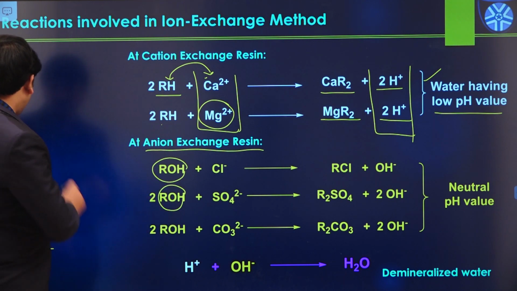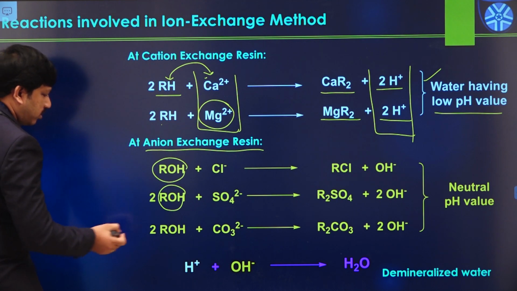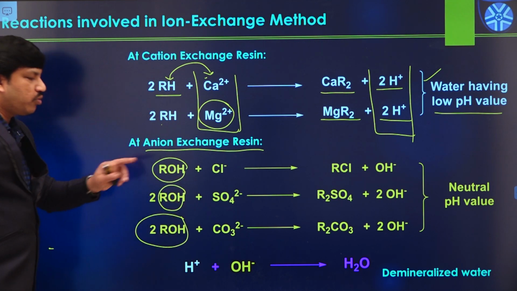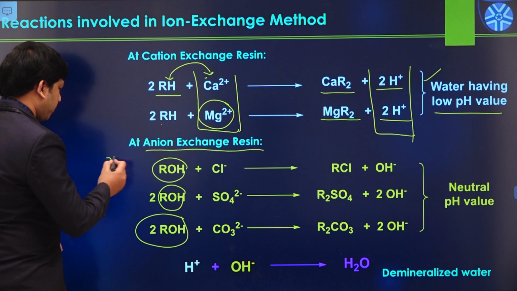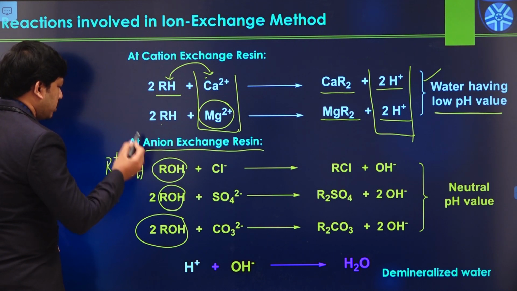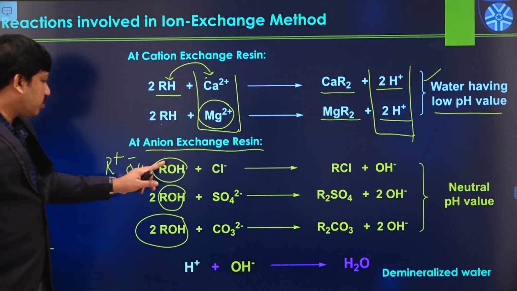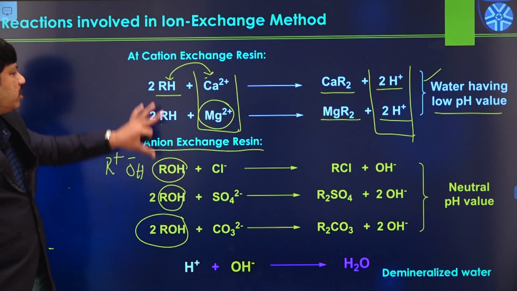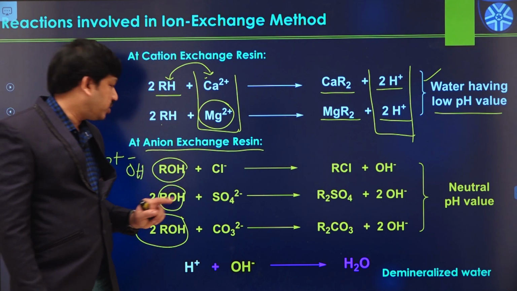So, this is the representation of the anion exchange resin like this, ROH, R plus and OH minus. This is the representation of the anion exchange resin. So, ROH means anion exchange resin, RH means cation exchange resin.